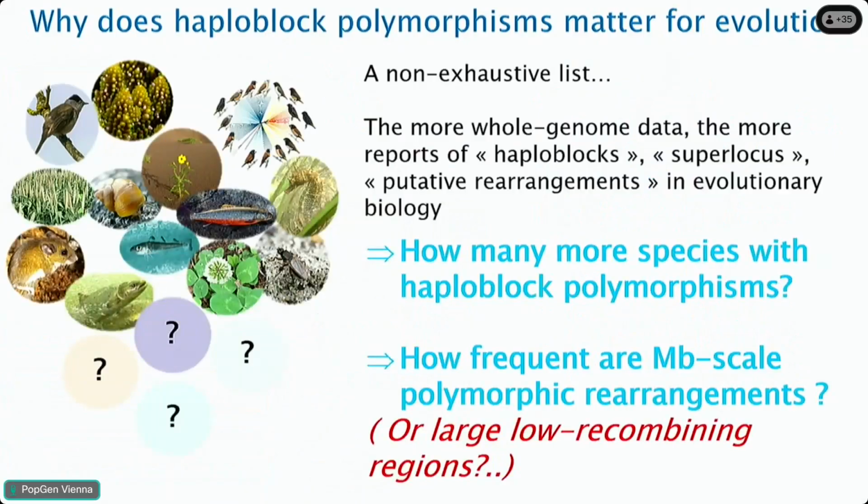And well, these haploblocks I've been showing you have been found all over the literature recently. So maybe there are many more haploblock polymorphisms or big inversion polymorphisms. But I think we need to be careful also, because sometimes they are not megabase-scale rearrangements, they are just low recombining regions.